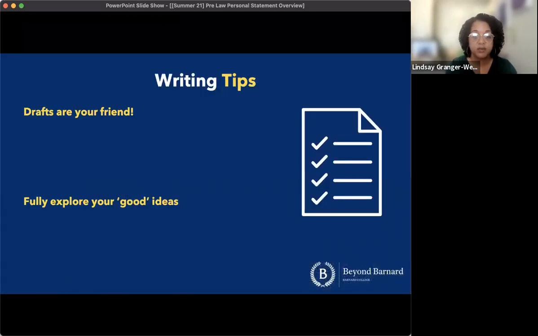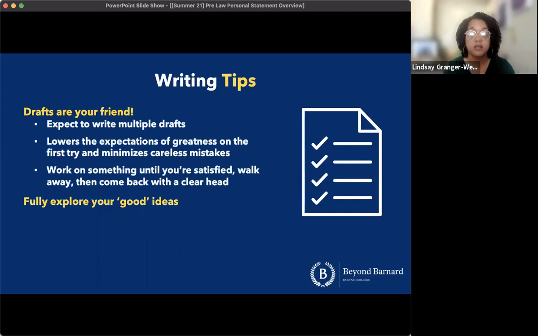The first for me is that drafts are absolutely your friend. Don't expect to do this all at once. Don't aim to do this in one shot, because it requires a lot of care, and a lot of care when writing tends to mean a lot of drafts. It also lowers the expectation that you're going to have the perfect thing once and then keep it moving.